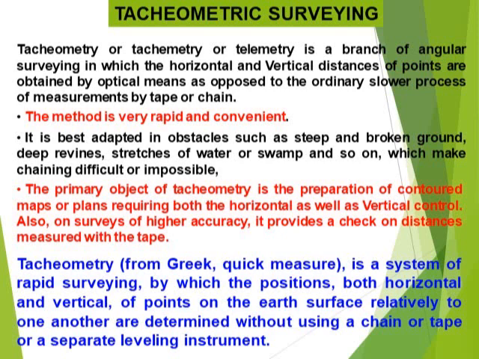Tacheometry is obtained from the Greek word which means quick measure. It's a system of rapid surveying by which the positions, both horizontal and vertical, of points on the Earth's surface relative to one another are determined without using a chain or tape or a separate leveling instrument.